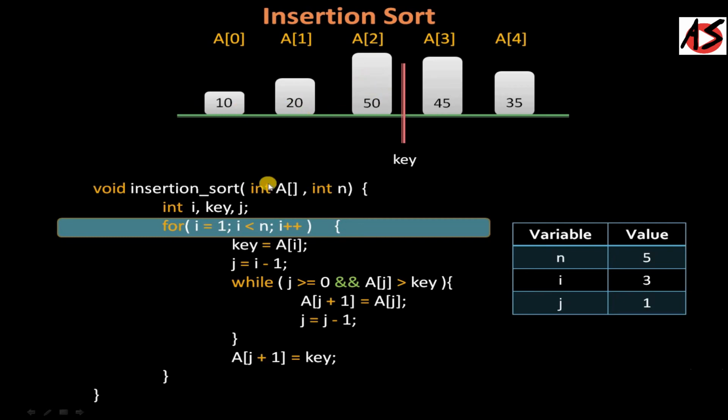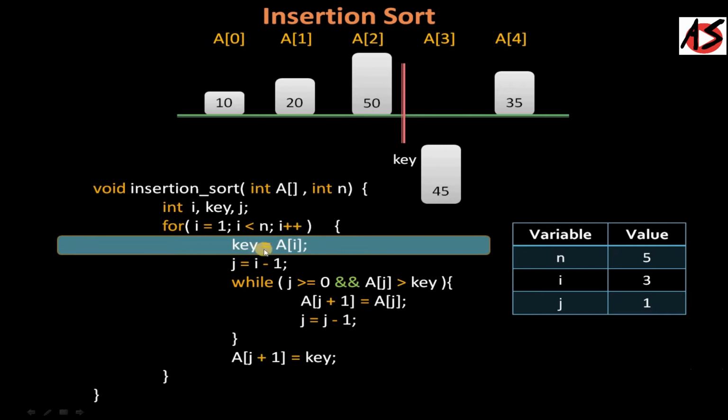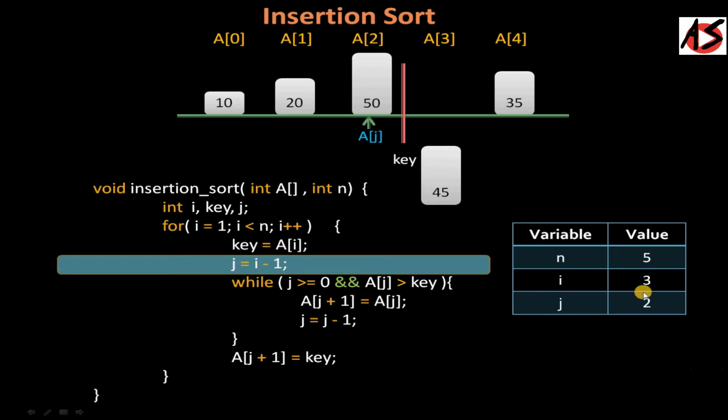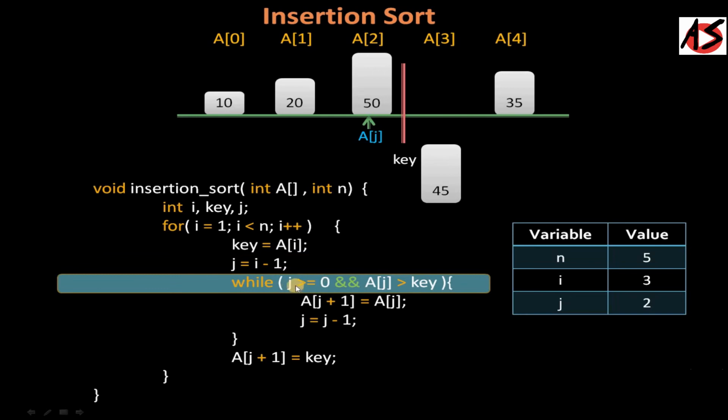Now again you increment i by 1. So now i is equal to 3. 3 is less than 5, condition true. So you take key equal to A[i]. Since i is equal to 3, your third element is here and you take 45 in the key variable. Now you take j equal to i minus 1. So j you take here as 2. Now you check the conditions, j greater than or equal to 0. 2 is greater than 0, so the condition is true.